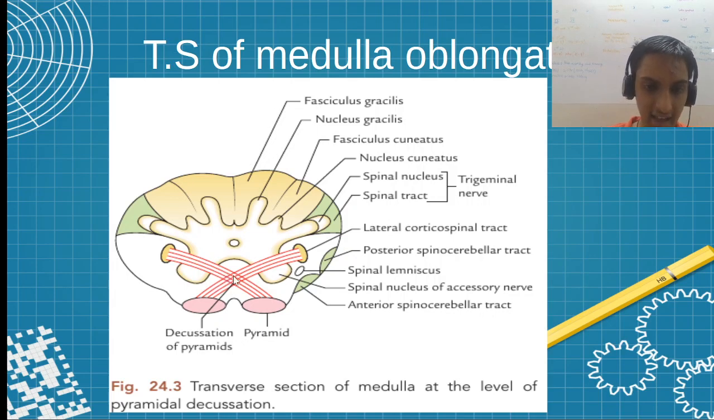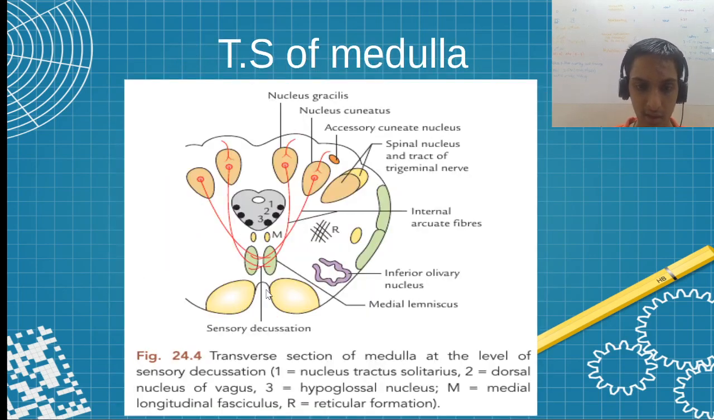Now the pyramidal decussation, these are the pyramids. Arcuate nuclei will cover this, okay? Just remember. Let us see at the level of sensory decussation. What is there? We have nucleus gracilis and cuneatus, okay? This is accessory cuneate nucleus. Same as we said there, spinal nucleus tract of trigeminal. Here internal arcuate fibers, they will decussate. So sensory decussation. This is the medial lemniscus.